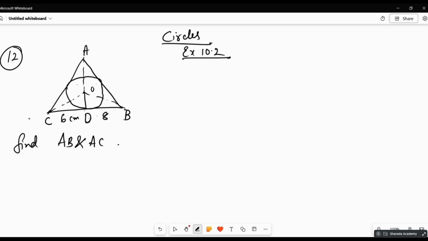And we know that from an external point, if you draw two tangents, they are equal. Correct? So I'll mark this point as E and this point as F. So CE is also 6 and BF is also 8. Now I don't know AE and CF, so I'll take it as x. Now we will first try to find the area.